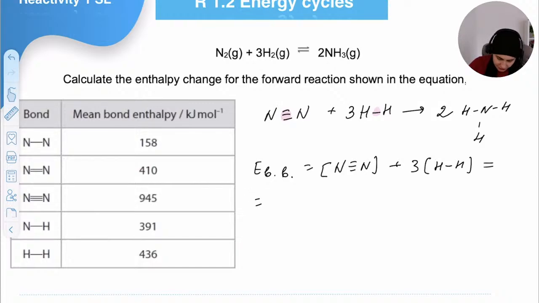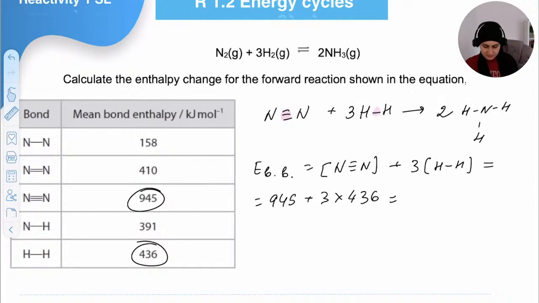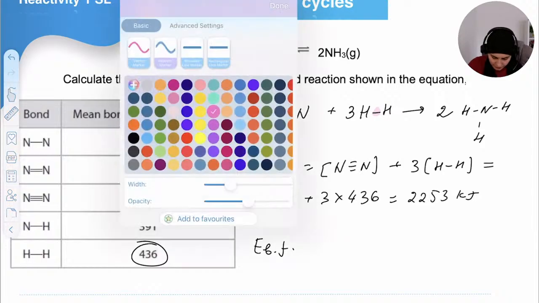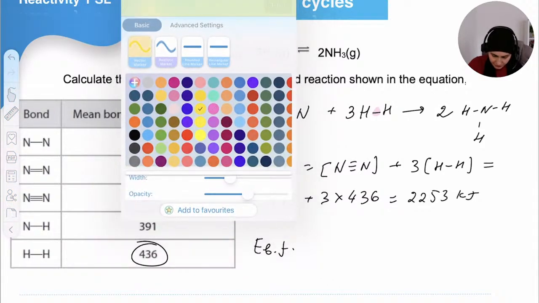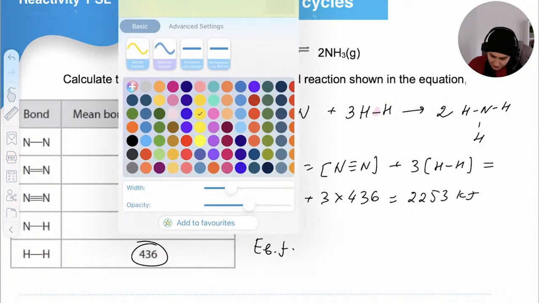Okay, so nitrogen triple bond is 945 plus 3 times H-H single, 436. 945 plus 3 times 436 is 2253 kJ, and then bonds formed. So we're forming the bonds of the products. Forgot which color I used. Okay, let's do this one.